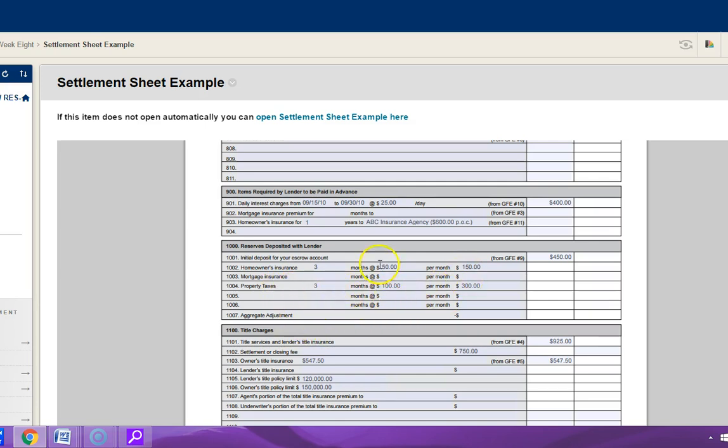Each month, they'll collect an additional $150, just 50 plus that 100, in addition to the principal and interest due on the loan, so that they'll have the reserves built up for the quarterly tax bill and the annual homeowners insurance.